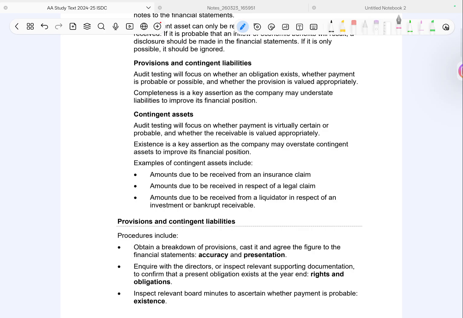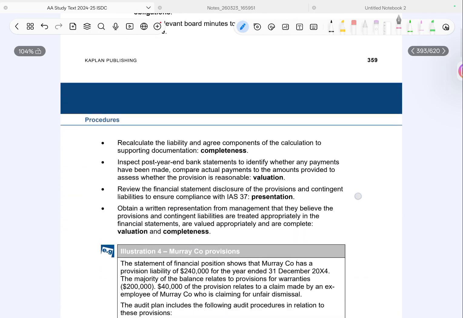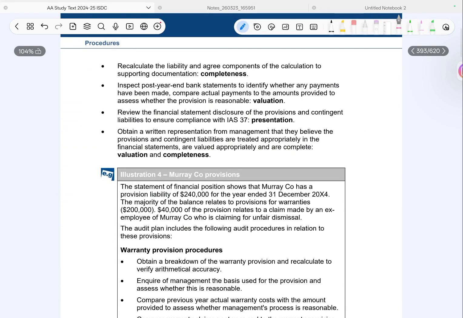Key procedures include obtaining a breakdown of provisions, checking calculations, and agreeing the amounts with the financial statements. The auditor must also confirm that a present obligation exists by reviewing documents or discussing with management. Board minutes can be inspected to assess whether payment is probable and whether the provision is appropriately recognized. Additional procedures are performed to ensure provisions are complete and correctly valued.